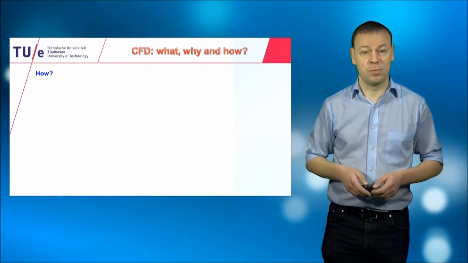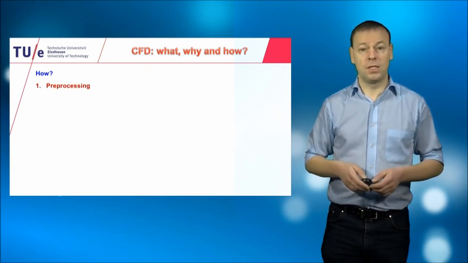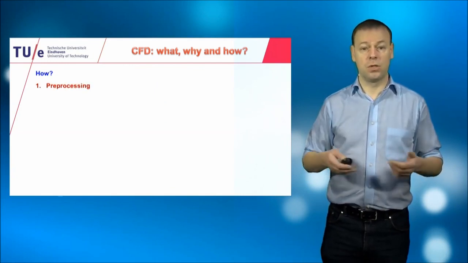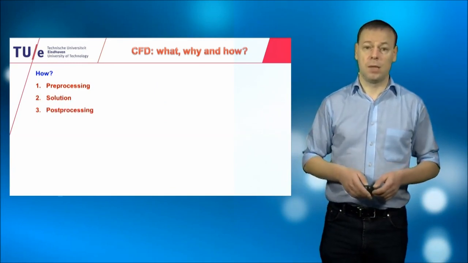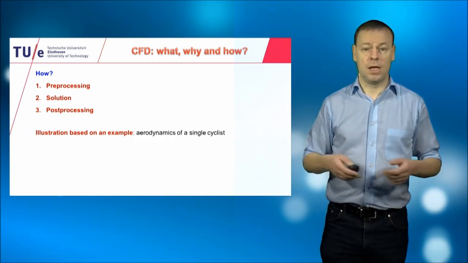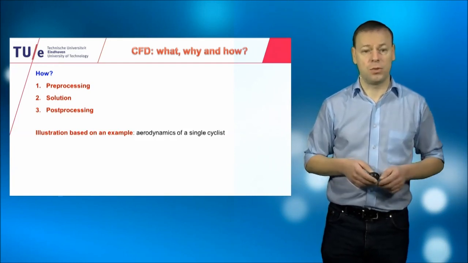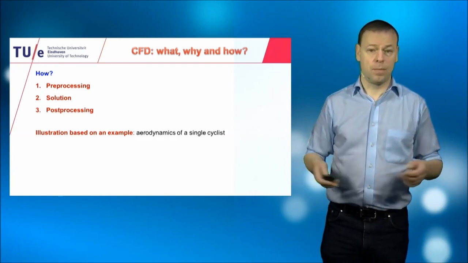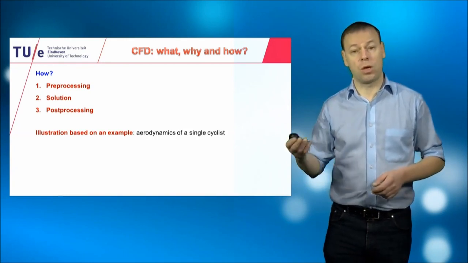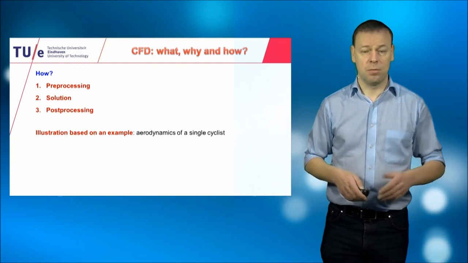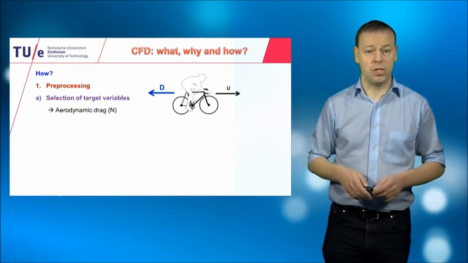Final question on this module: how? Well, a CFD simulation generally consists of 3 steps. There's a pre-processing step, a solution step, and a post-processing step. Let's briefly run through these steps together for an example, the aerodynamics of a single cyclist, which we will focus on in much more detail in week 6, but here just as an illustration of the procedure.